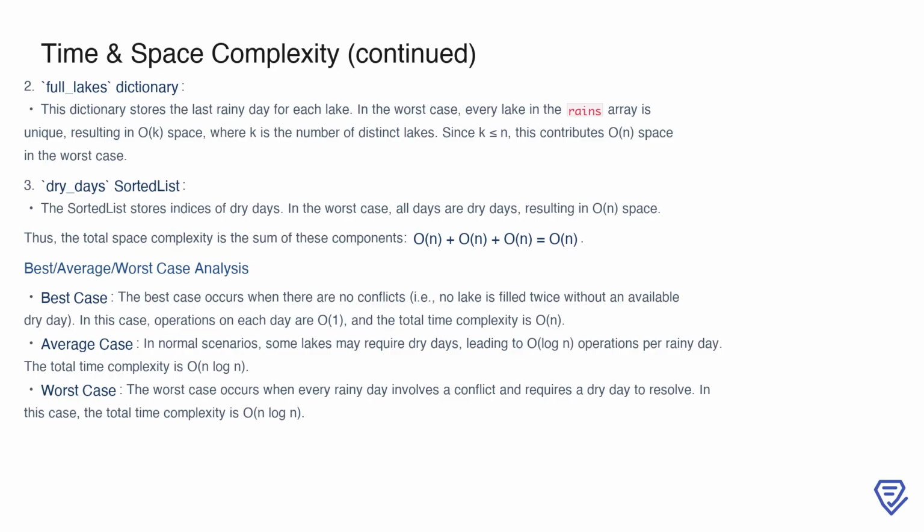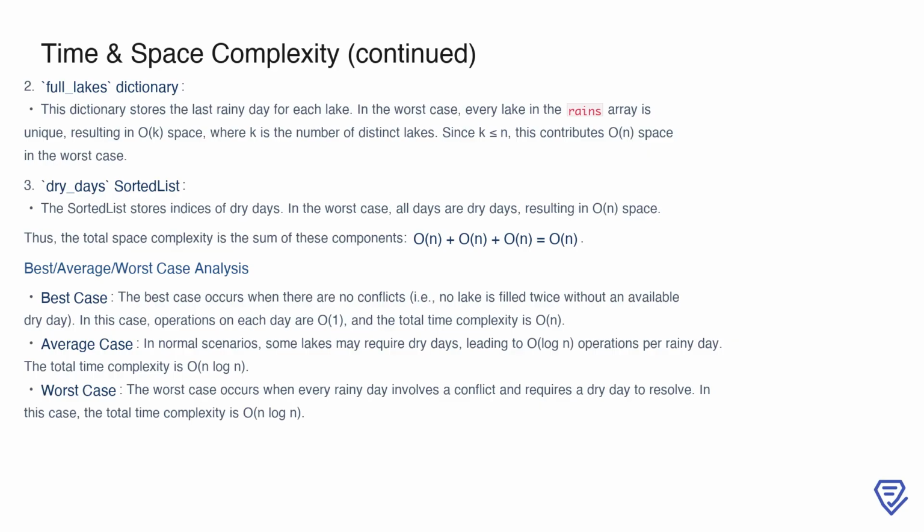Additionally, the dry_days sorted list holds the indices of dry days. In the extreme case where all days are dry days, this structure would also require O(n) space. When we sum up these components, the result array, the full_lakes dictionary, and the dry_days sorted list, the total space complexity amounts to O(n) plus O(n) plus O(n), which simplifies to O(n).